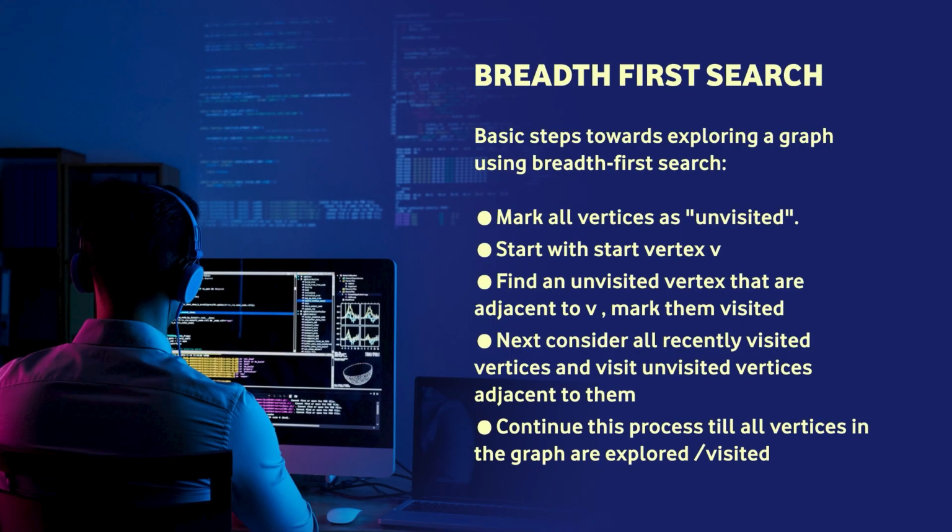Again, it's a traversal, so you have to mark all the vertices as visited. You have to start with the vertex V. So this is the procedure of breadth first search. You can look into the slide as well. Find an unvisited vertex that is adjacent to V and mark it visited. Next consider all the adjacent nodes that are not yet visited, and continue the process until all the nodes are explored.